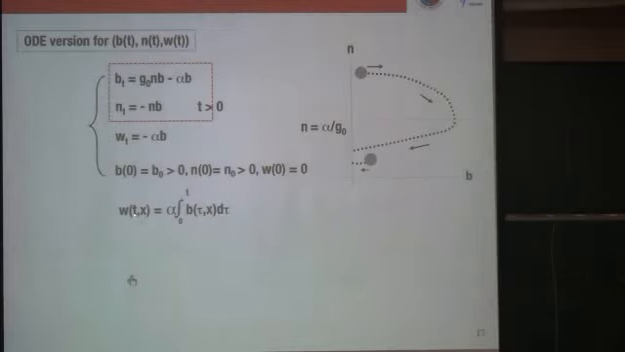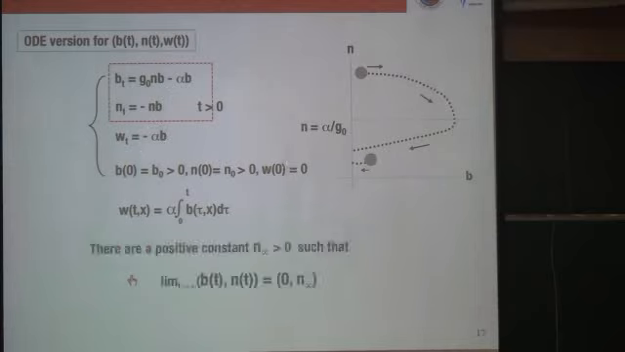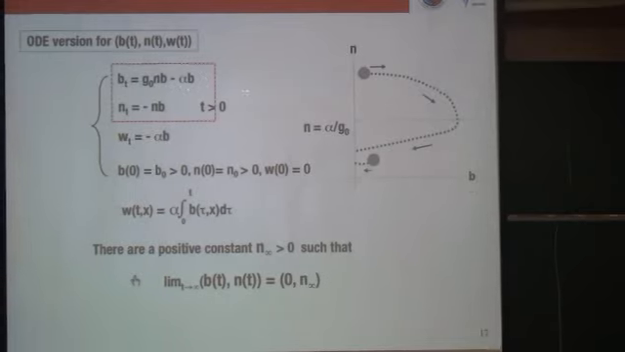Okay, and W is given by this one. Just integration of this one with this initial condition. Okay, so there is a positive constant N infinity such that B tends to 0, N tends to N infinity, because you can see this one. So N is finite, B tends to 0. So this term is going to 0. That's why the dominant part is like this. So B converges to 0 with exponential order.